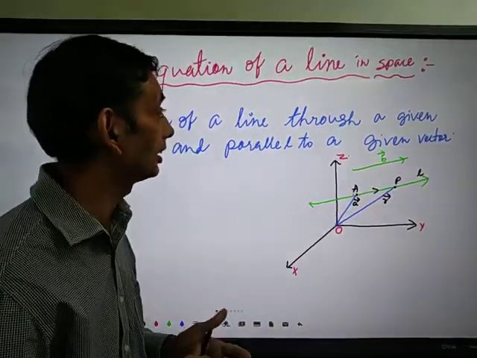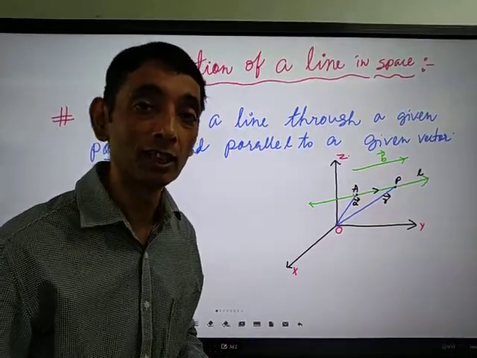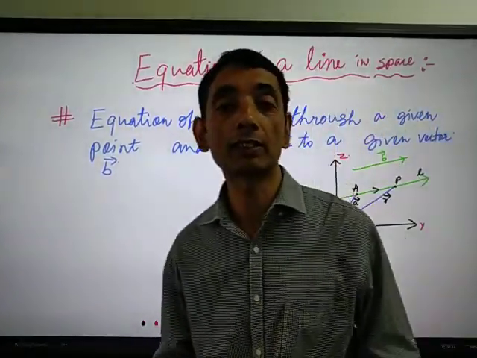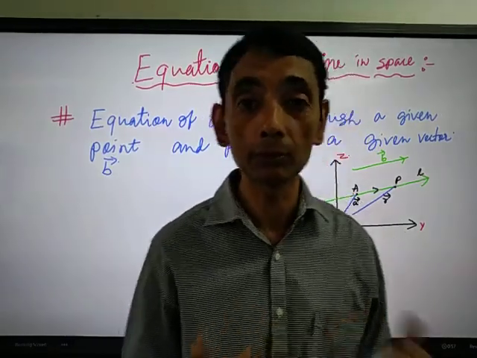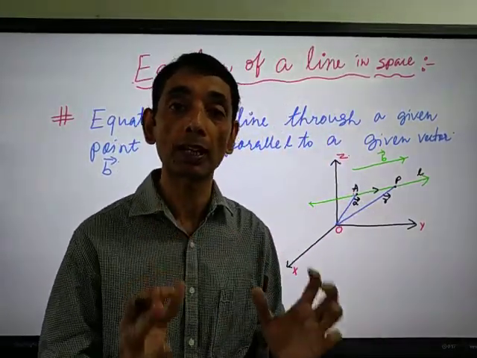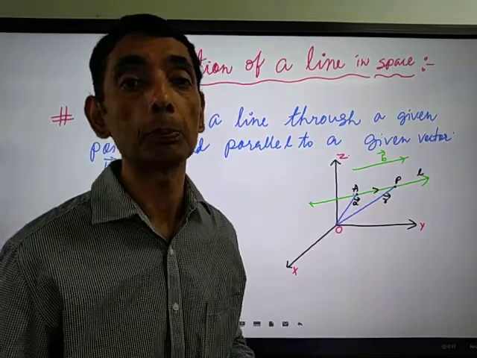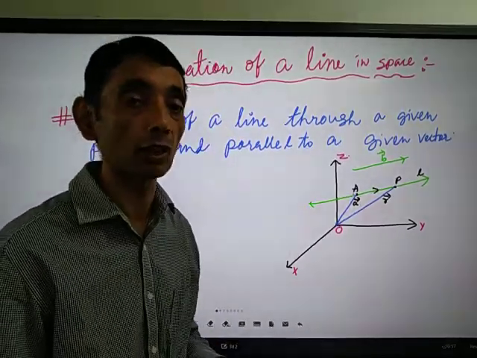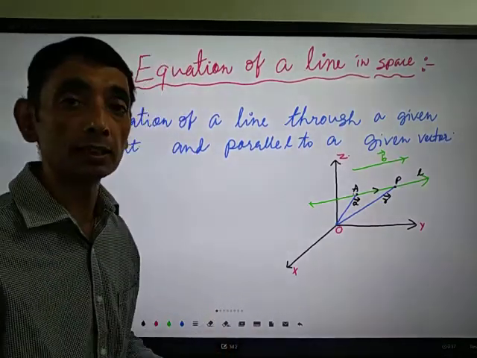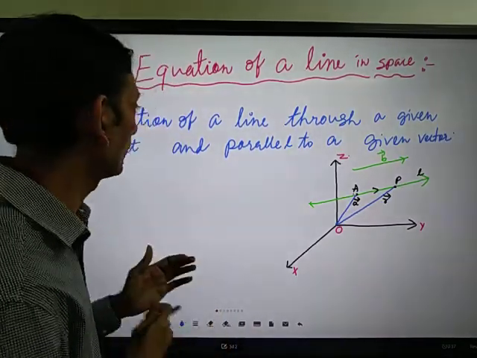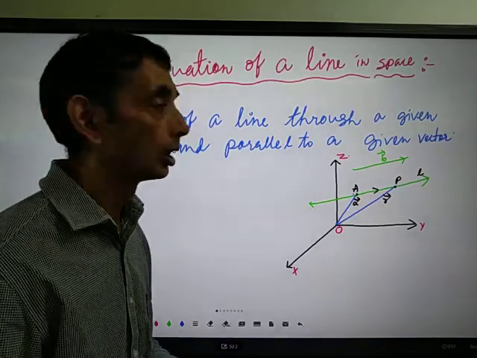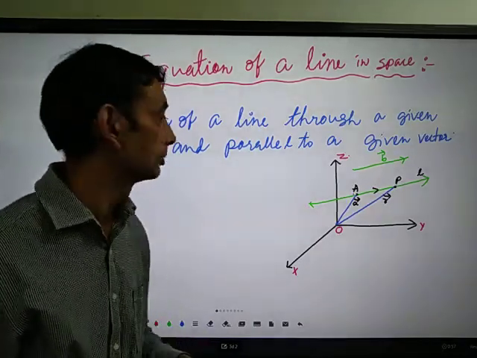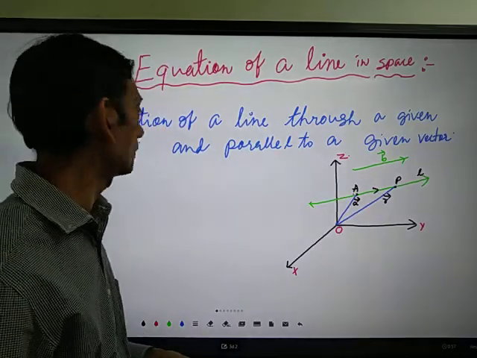Today we'll read lecture 2 on 3 dimension, and today we are going to learn the equation of a line in space. We know that the equation of a line in space can be uniquely determined, provided the line passes through a point and has a fixed direction. So based on that concept, we are going to discuss the first case, when you can find an equation of a line in space, that is the equation of a line through a given point and parallel to a given vector b.